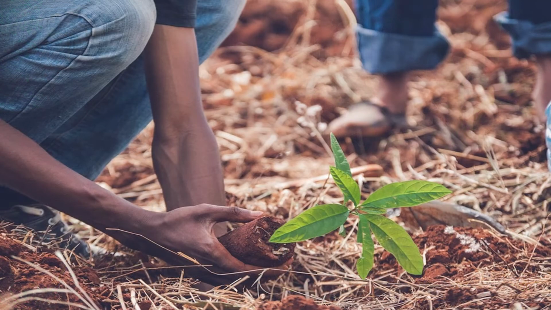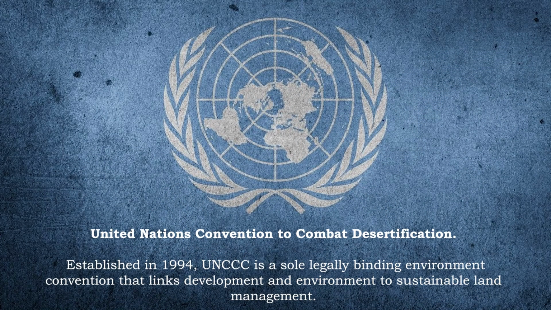Afforestation is very important, plantation of trees, and community involvement. People must come forward, people must be involved. Their role in decision making and participation is very important to ensure that we are able to conserve soil and water to control desertification. And the United Nations Convention to Combat Desertification was established in 1994.